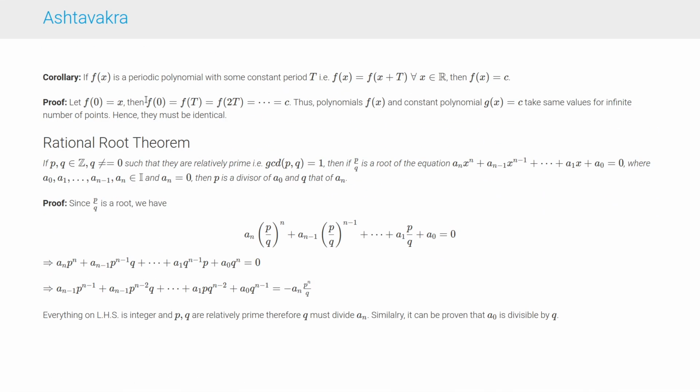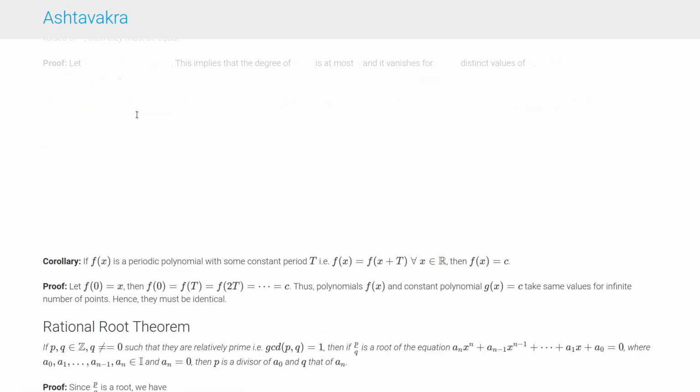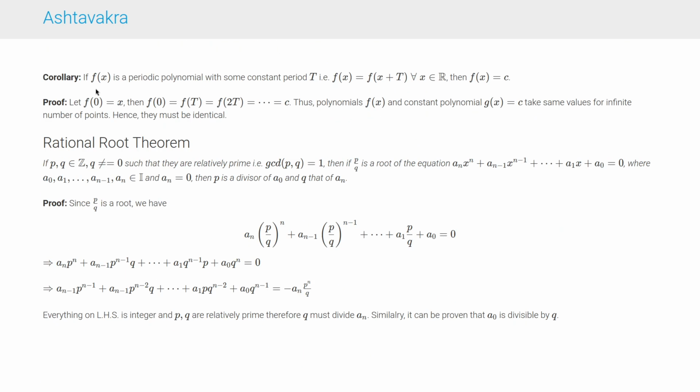So the second corollary of the identity theorem is given here. If f(x) is a periodic polynomial with some constant period t, that is f(x) is equal to f(x + t) for all x in the set of real numbers, then f(x) is equal to c. The proof follows: we let f(0) be equal to c, then f(0) is equal to f(t) is equal to f(2t), and so on, equal to c. Thus the polynomial f(x) and the constant polynomial g(x) equal to c take the same values at an infinite number of points, hence they must be identical. That is, f(x) should be equal to g(x).